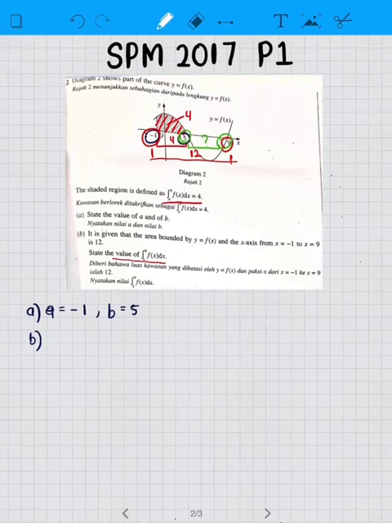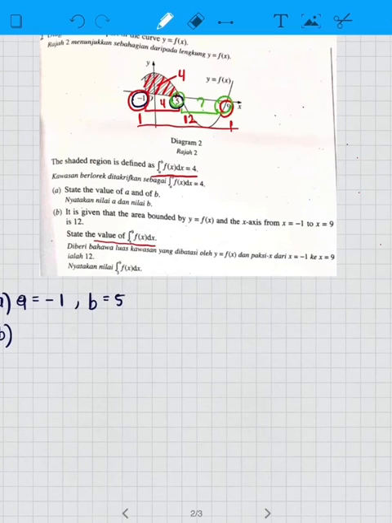As we know, we already found the area between -1 and 5, which is 4, and we have also found the area between -1 and 9, which is 12. So in order to find the area between 5 and 9, we just need to subtract. 12 minus 4 equals 8. So integrate 5 to 9 f(x) dx equals 8. Okay, so that's it.